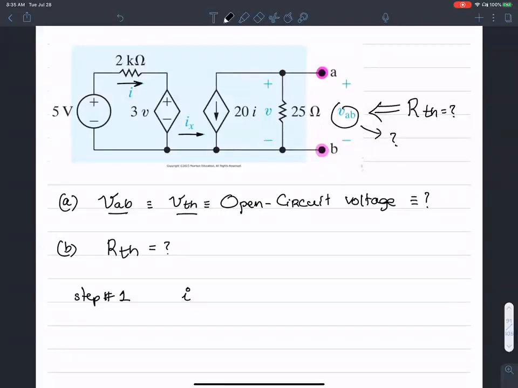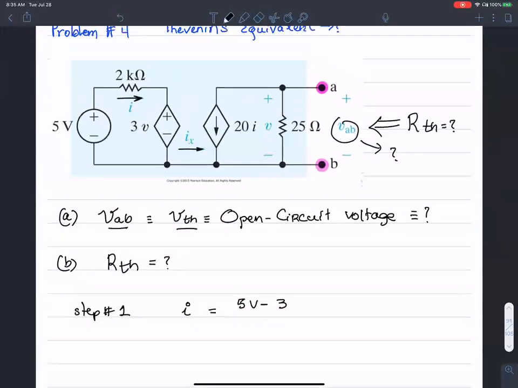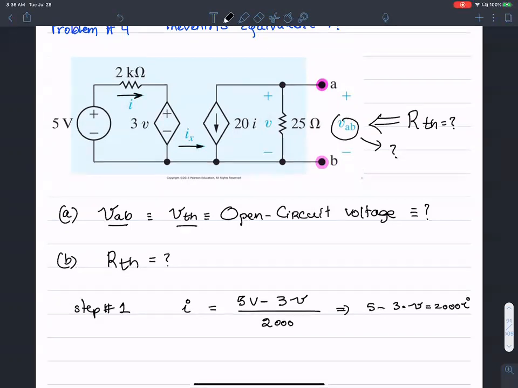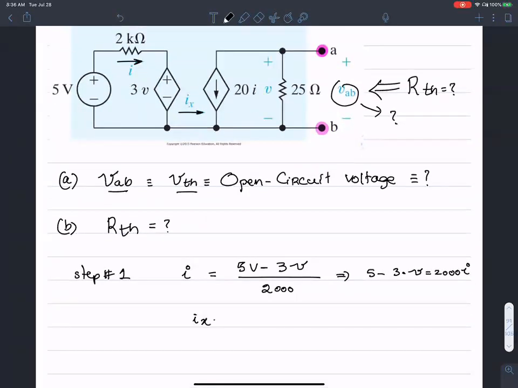The current I is 5 volts minus 3V. It's not volts, but it's 3 variable V, right? 3V over 2 kilo ohms. So I get an equation from here, 5 minus 3 times V equals to 2000 I. So I get an equation here. And of course, I know that Ix equals to 0.